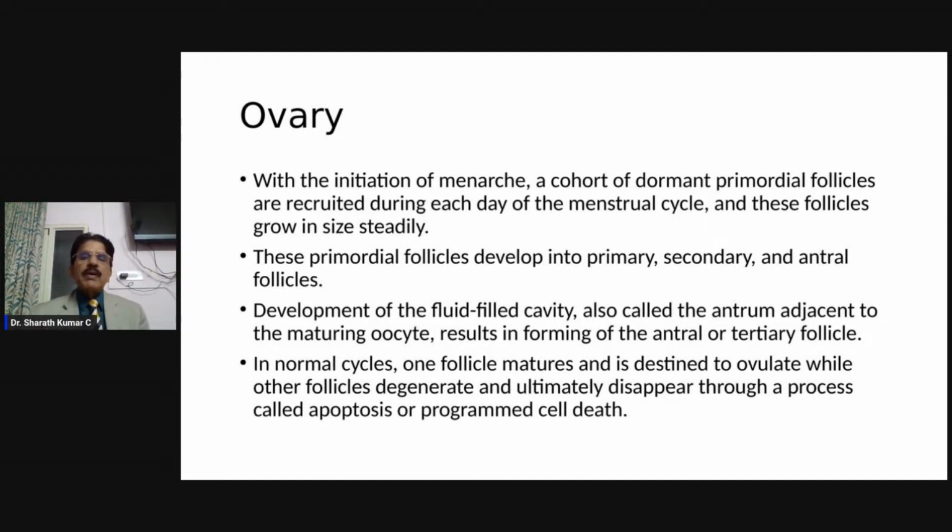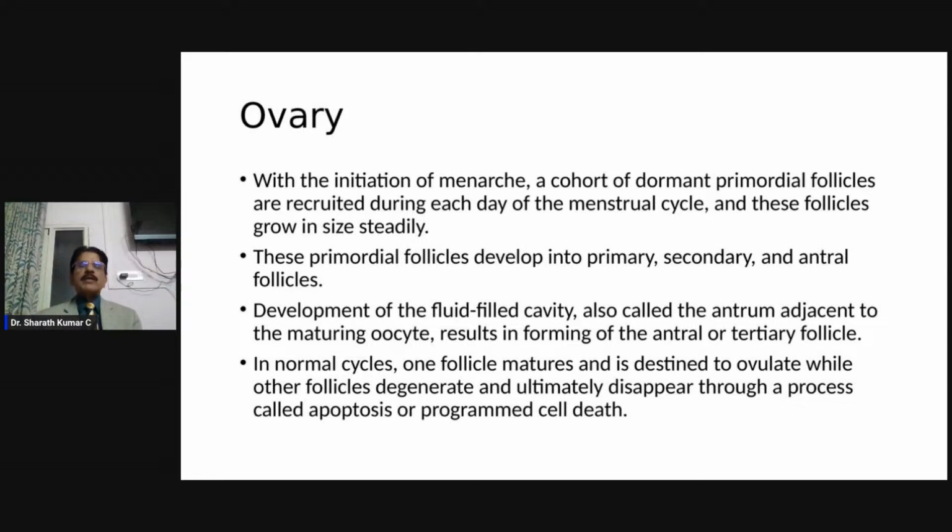With the initiation of menarche, a cohort of primordial follicles are recruited during each of the menstrual cycle, and these follicles grow in size steadily. These primordial follicles develop into primary, secondary, and antral follicles. Development of the fluid-filled cavity, also called the antrum, adjacent to the maturing oocyte results in forming the antral or tertiary follicles. In a normal cycle, one follicle matures and is destined to ovulate while the other follicles degenerate and ultimately disappear through a process called apoptosis or programmed cell death.